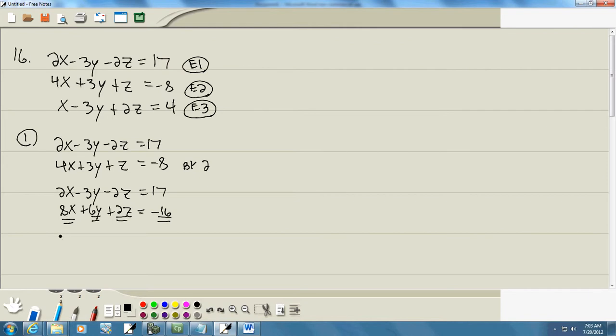Well, 2x plus 8x is 10x. Negative 3y plus 6y gives us a positive 3y. Negative 2z plus 2z drops away. 17 minus 16 gives us 1. And let me label this. Again, that's equation 4.